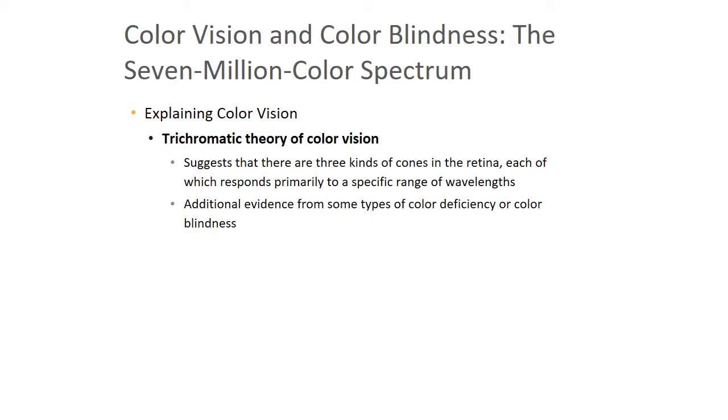There are two specific theories about how we see color that we are going to go over in our class. This first one is called the trichromatic theory of color vision. It suggests that there are three kinds of cones in the retina, each of which respond primarily to a specific range of wavelengths. Additional evidence from some types of color deficiency or color blindness supports this particular theory.